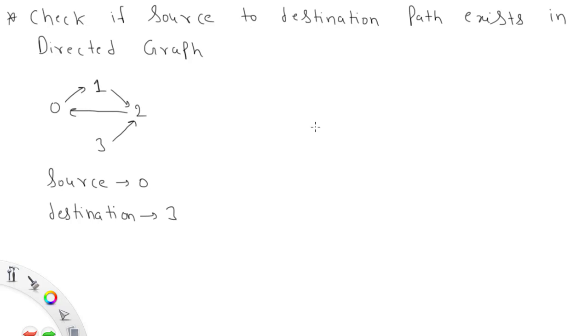So basically we are given a directed graph here. Now we are given one source and one destination. Now we need to check whether there is a path that exists from source to destination. So like here, let's say for my example, my source is at 0 index and my destination is 3rd index.